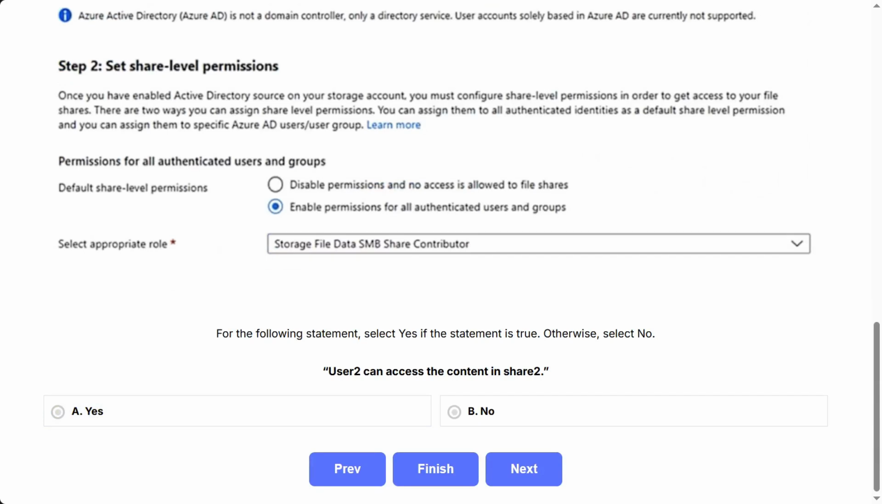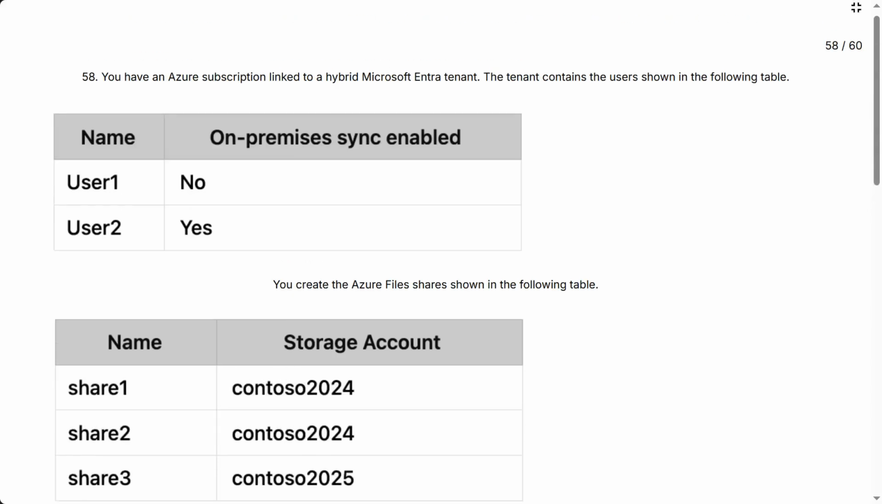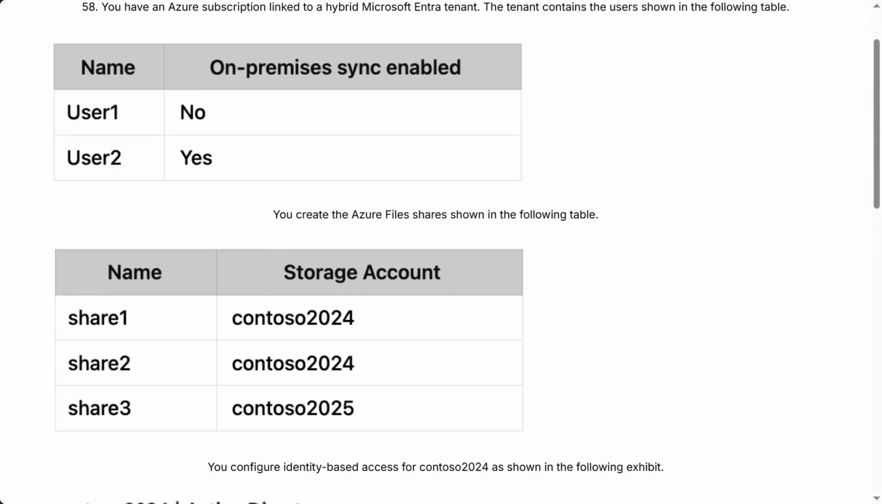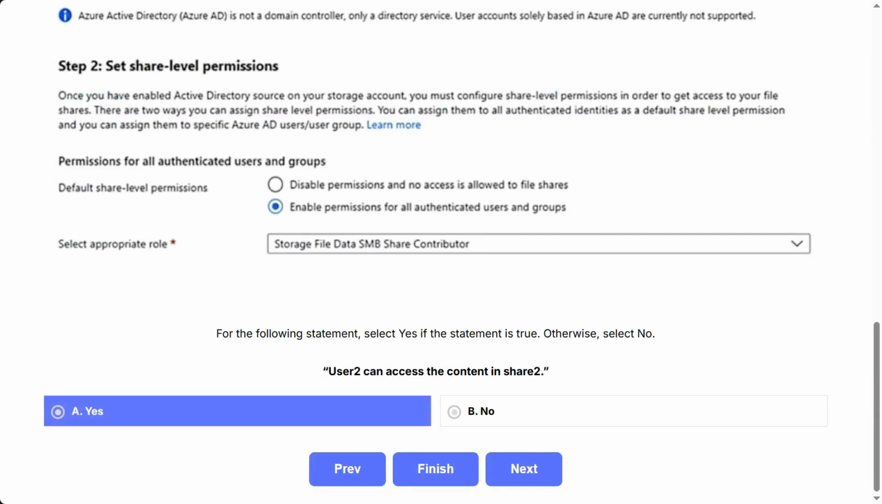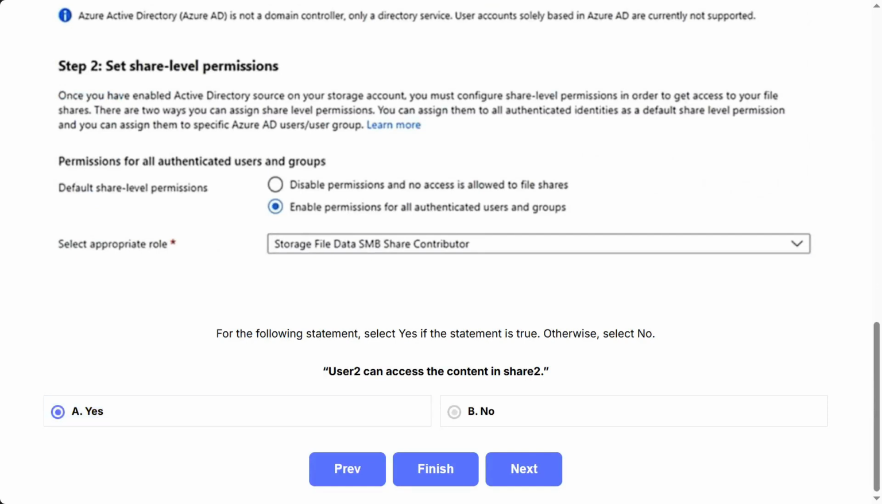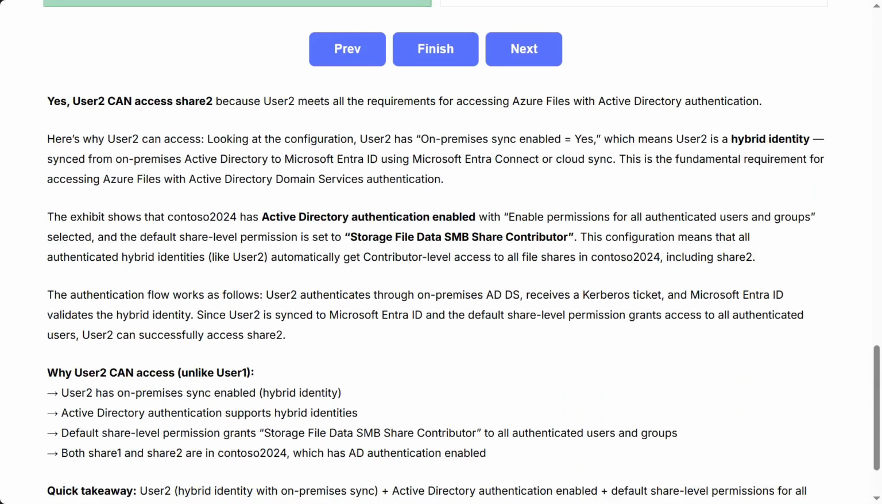This question tests whether user 2, who has on-premises sync enabled, can access Share 2 in the Contoso 2024 storage account configured with Active Directory authentication. You need to verify that user 2 meets all requirements: hybrid identity status, share level permissions, and proper authentication method. Correct answer: yes. Yes, user 2 can access Share 2 because user 2 meets all the requirements for accessing Azure files with Active Directory authentication. Here's why user 2 can access.